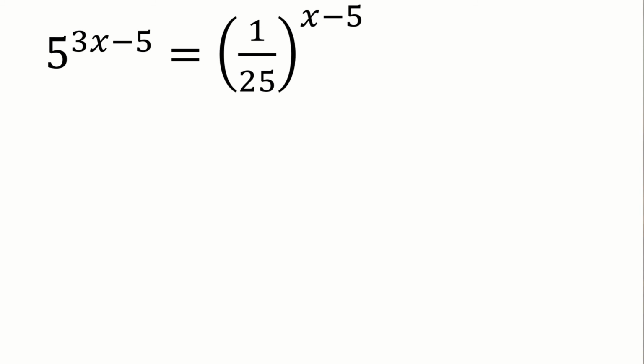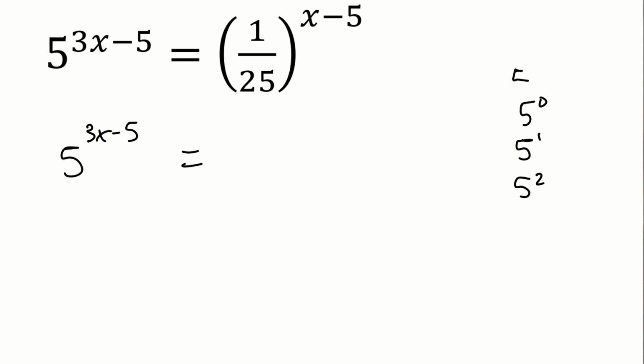So I can just rewrite the left-hand side. This is going to be 5 raised to the 3x minus 4 power. And on the other side, I see 1 over 25. If I'm not real comfortable with what that is, I might look at some different powers of 5 and play with them for a while.